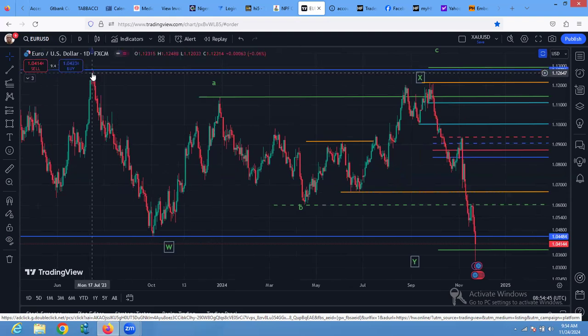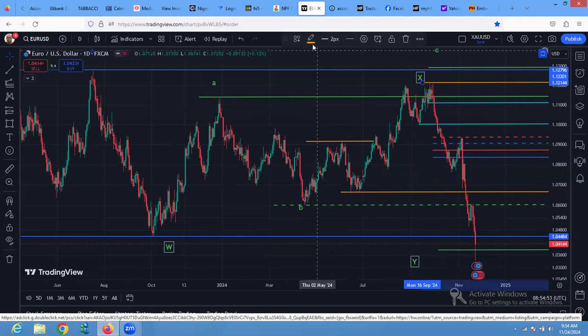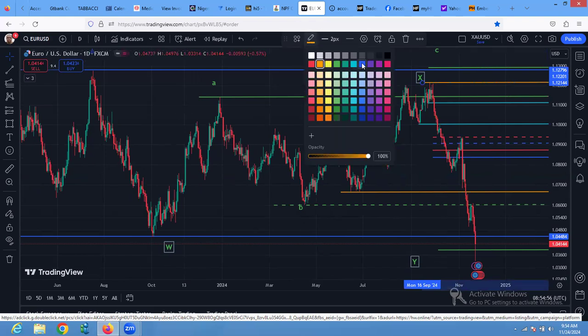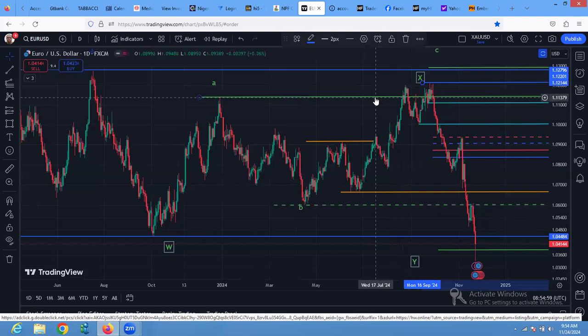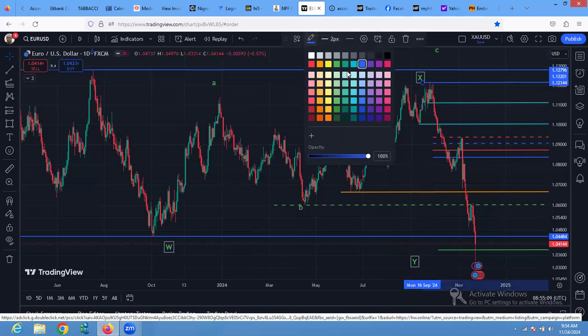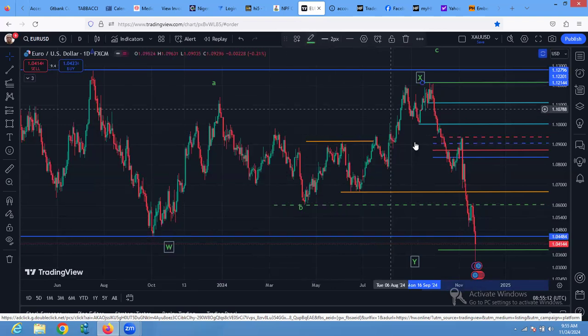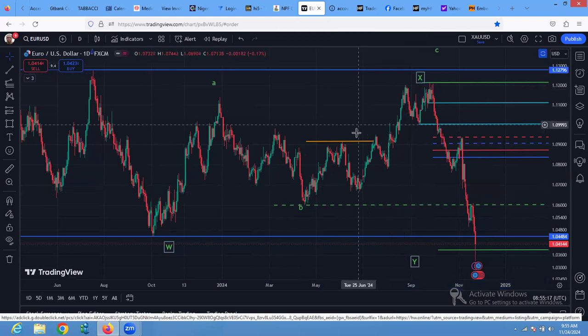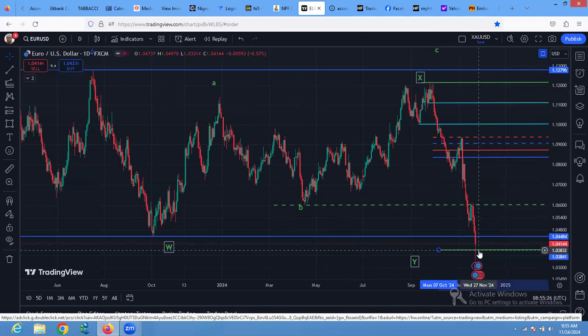So you can see that this is a W and the X stalled here. The X stalled there. Let's take this out, and we may even use green for it. So that's where the X stalled. So a W, X, and Y. This is taken. It's all gone. Now, the 100% extension has been broken here. This is 100% extension. It has been taken out.